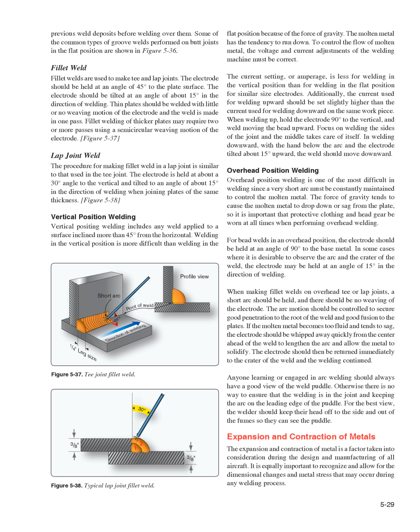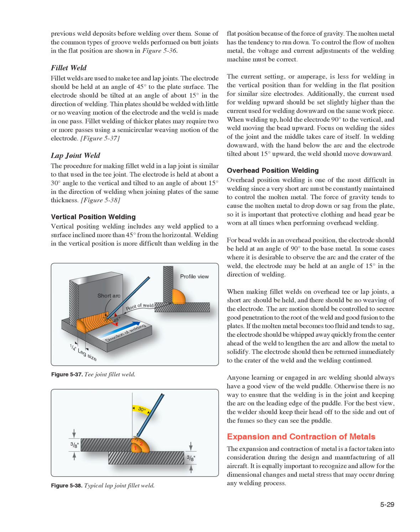Vertical position welding. Vertical position welding includes any weld applied to a surface inclined more than 45 degrees from the horizontal. Welding in the vertical position is more difficult than welding in the flat position because of the force of gravity. The molten metal has the tendency to run down. To control the flow of molten metal, the voltage and current adjustments of the welding machine must be correct. The current setting, or amperage, is less for welding in the vertical position than for welding in the flat position for similar size electrodes. Additionally, the current used for welding upward should be set slightly higher than the current used for welding downward on the same workpiece.